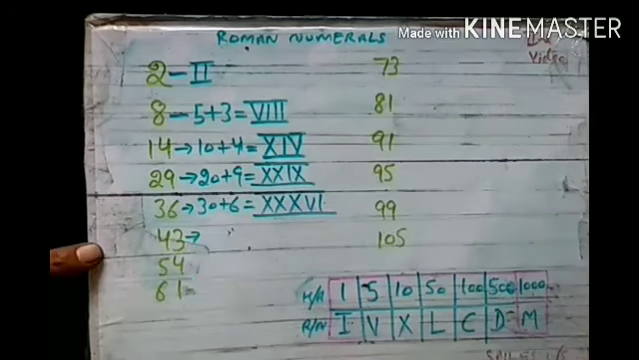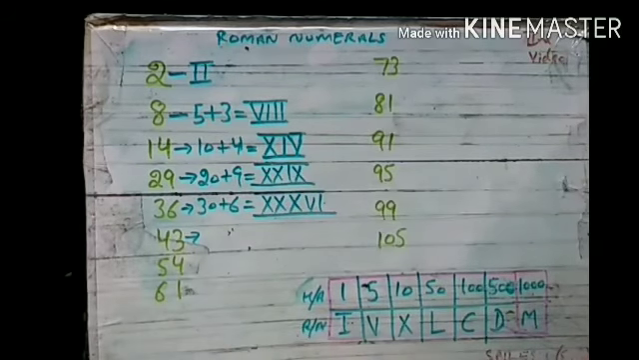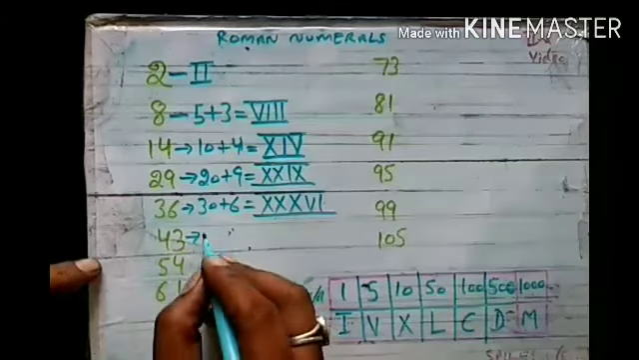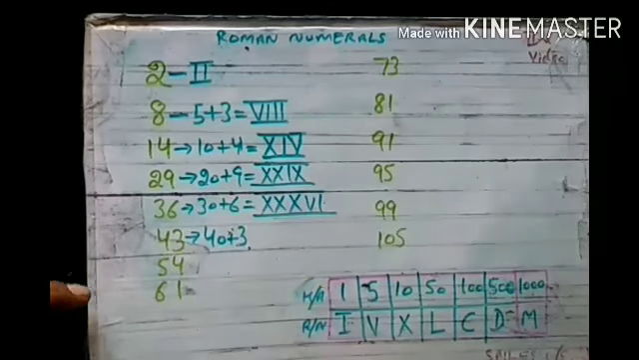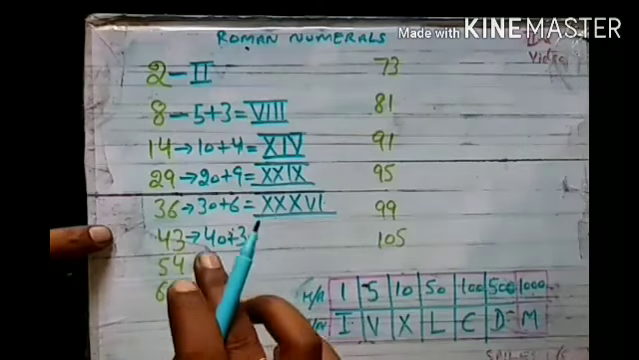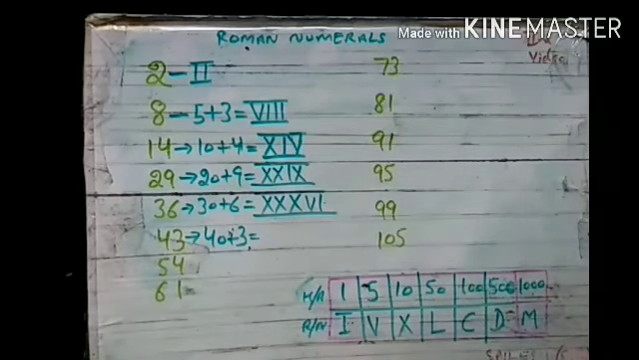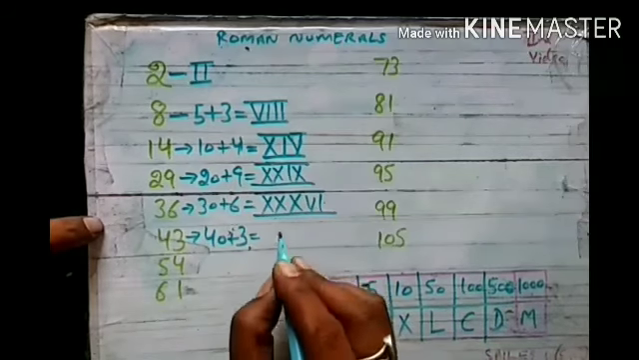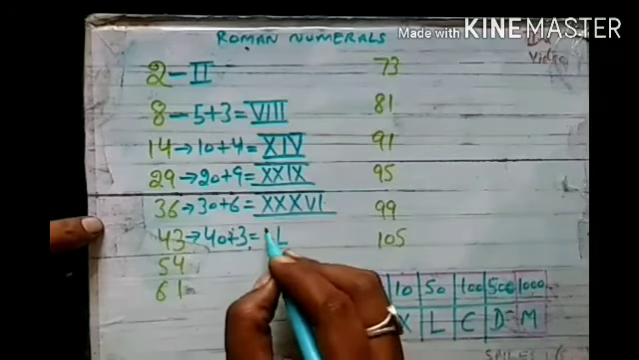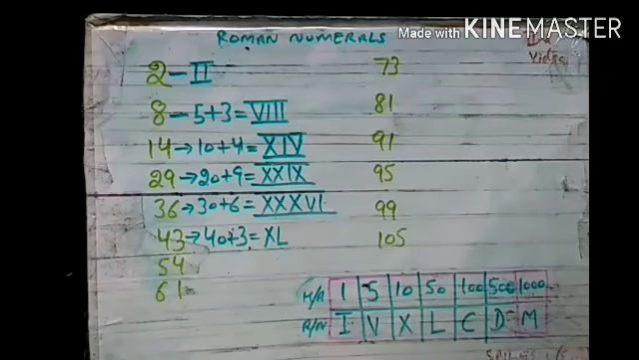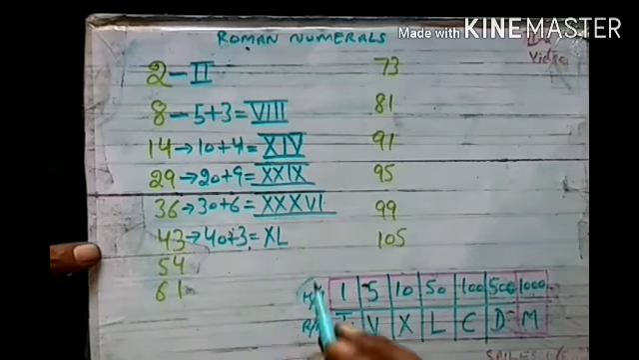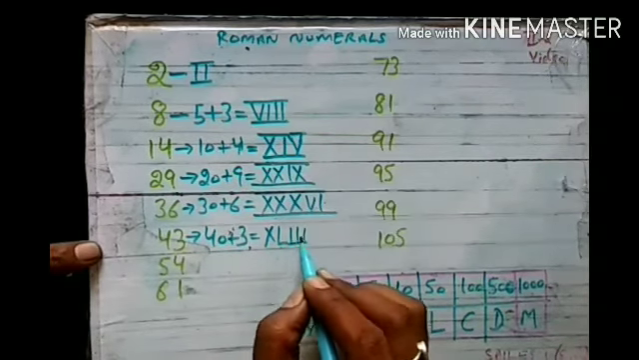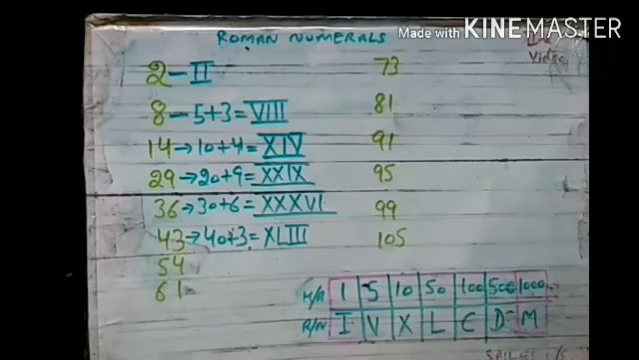Now 43. How will you write 43? 43 means 40 plus 3 or 50 minus 7. I will opt for 40 plus 3. It means 40. How will we write 40? This is 10 less than 50. And the symbol for 50 is L and 10 less. Therefore, I will write X on the left hand side of L. This is the symbol for 40 and I have to write 3 just like this. Now, this is the symbol for 43.